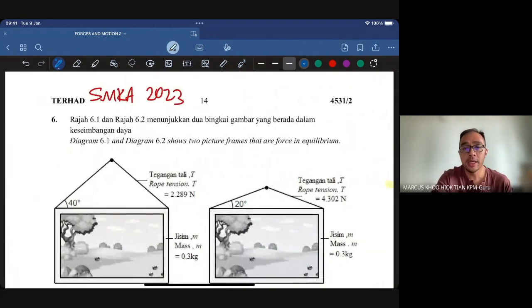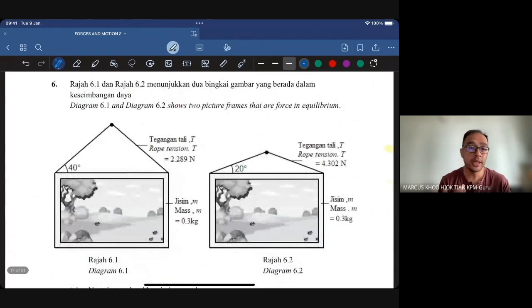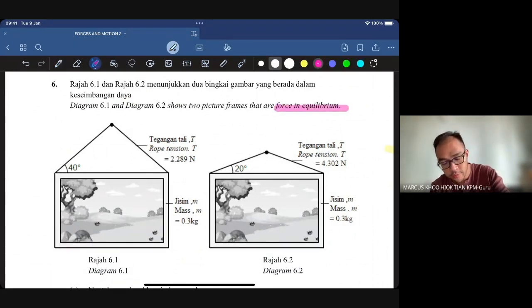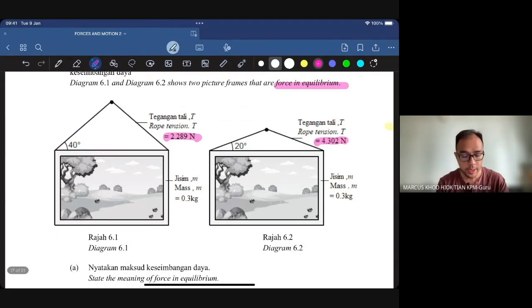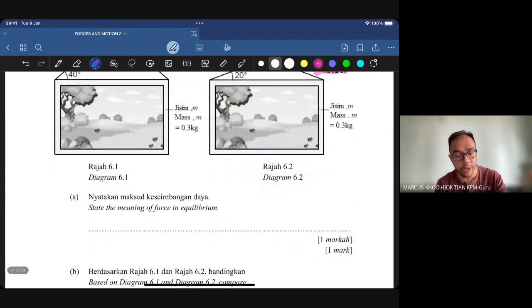Sekolah Menengah Kebangsaan Agama, SMKA 2023. Same situation as just now, the picture situation. Forces in equilibrium, as mentioned in the question over here, except that now they give you the rope tensions: 2.289, and the other one is 4.302. Different angles, one is 40 degrees, one is 20 degrees. So state the meaning of force in equilibrium. Refer to the previous question again.